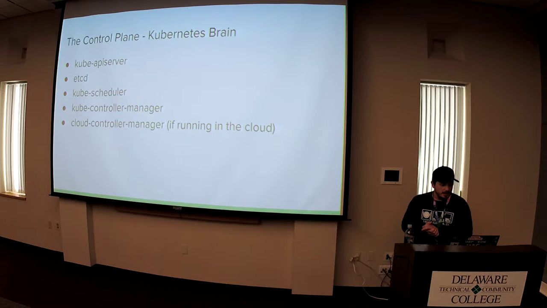Etcd is the key value store that is used for all of the data. It's a consensus cluster system, so it holds absolutely everything necessary to keep this cluster running. I talk about it a little bit later on, how to keep that secure, because there's a lot of sensitive information in there. Absolutely everything that the cluster needs is within etcd.